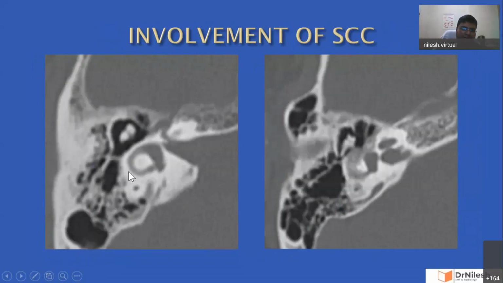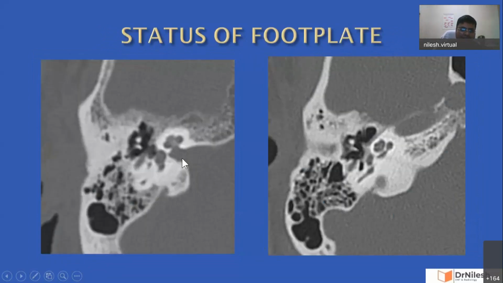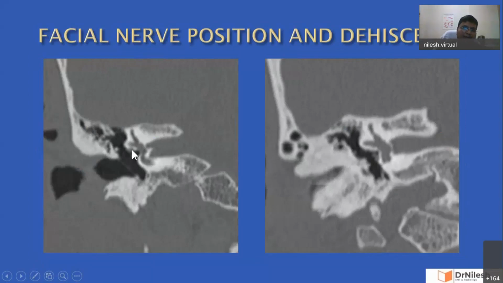Then the semicircular canal normally looks like this. Here is the involvement of the lateral semicircular canal by the focus of demineralization. Then the status of the footplate. The footplate will normally be thin and gray. Here the footplate will be considerably white and it will be thick. You can measure the thickness. Then facial nerve positioning, I told you it moves away along with the lateral semicircular canal from the vestibule. Here in this case, what has happened? Instead of moving along the lateral semicircular canal away from the vestibule, it has crossed the vestibule and come inferiorly. Later it will go and cover the round window.